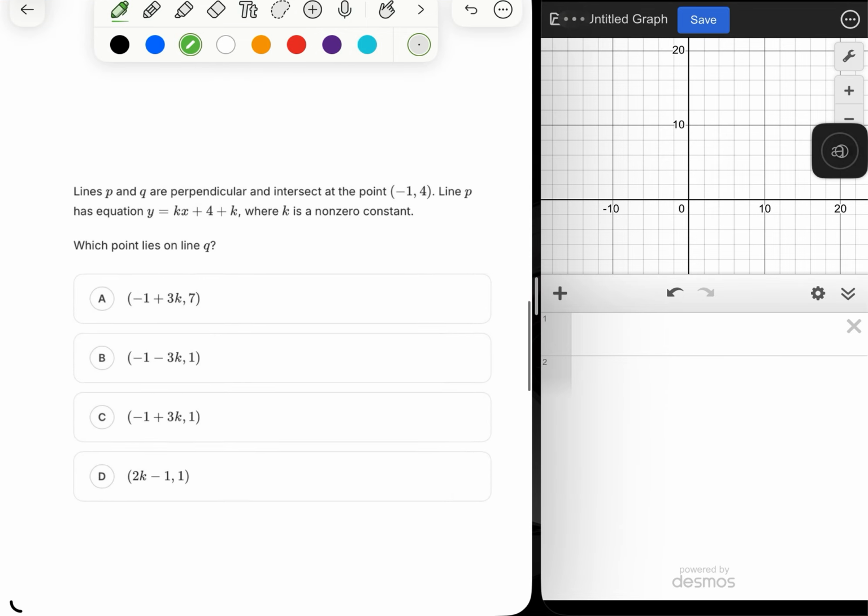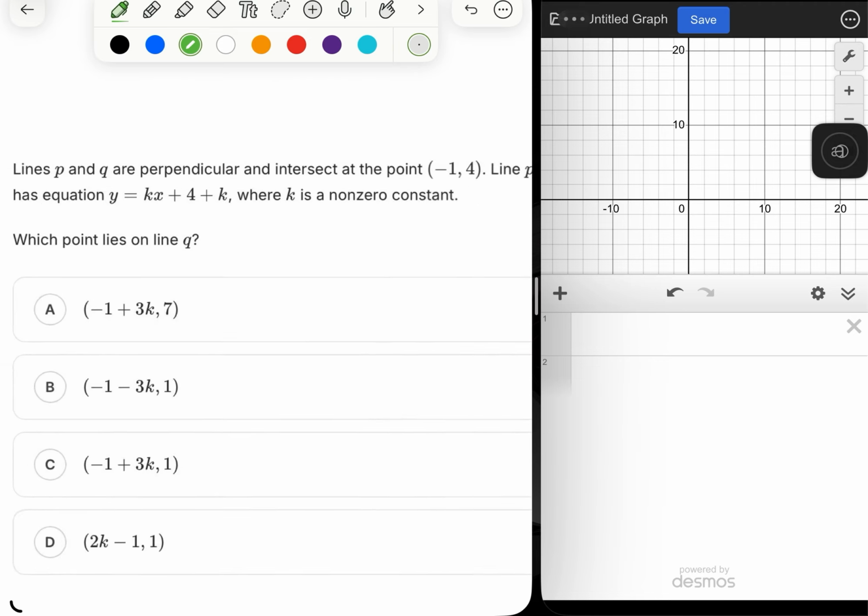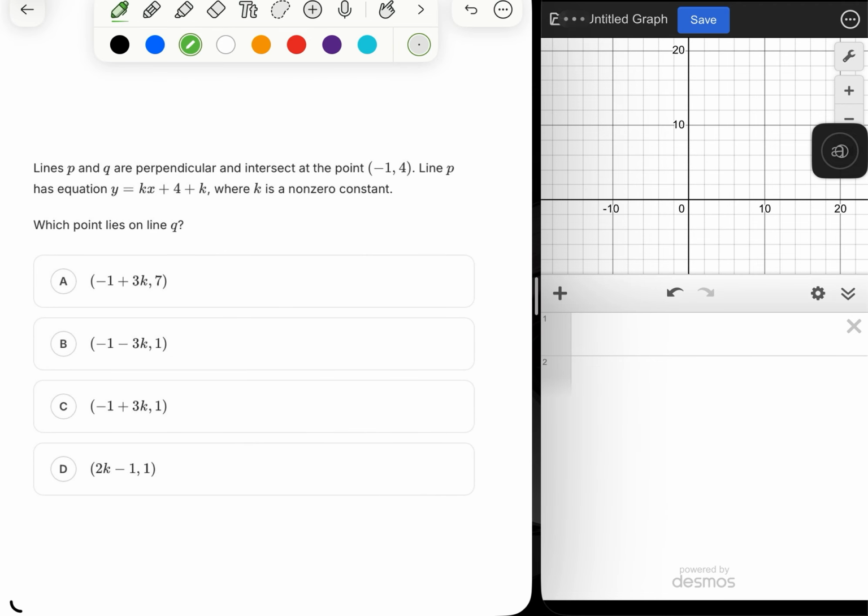Okay, so here we're given two lines, P and Q, which are perpendicular to each other, and they intersect at the point -1, 4. Line P has equation, whatever that is, where k is a constant. Which of these points lies on line Q?